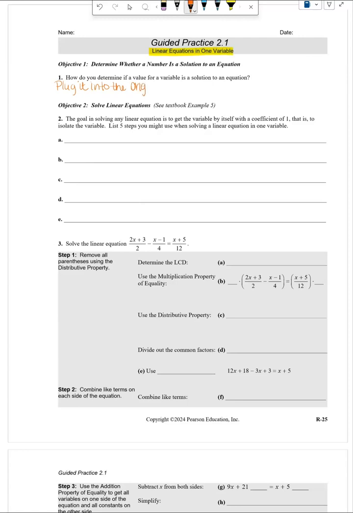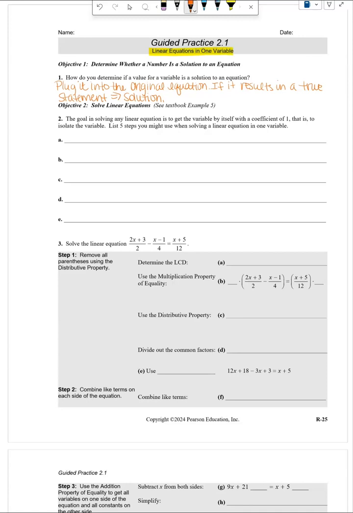Original equation, and then if it results in a true statement, it's a solution. That little arrow means implies solution.